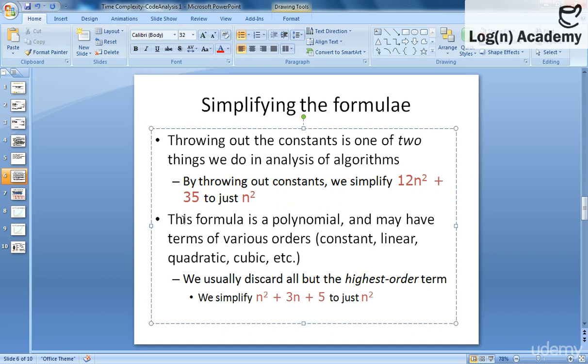This formula is polynomial, and we may have terms of various order: constants, linear, quadratic, cubic. We usually discard all but the highest order term, like in this case n square plus 3n plus 5. So we will say n square. The complexity of the code is n square.